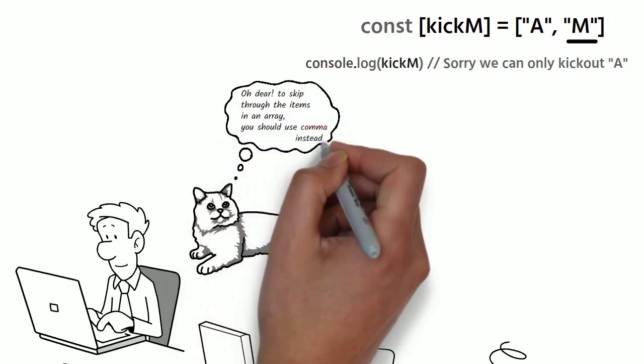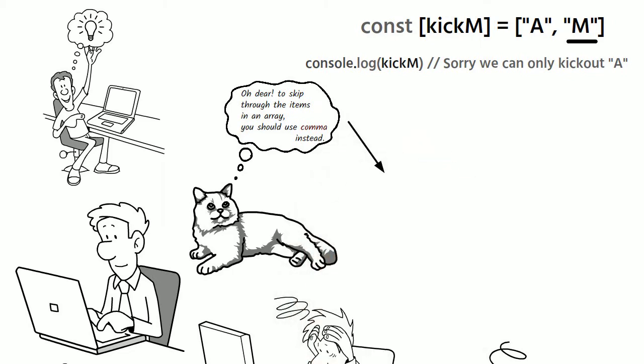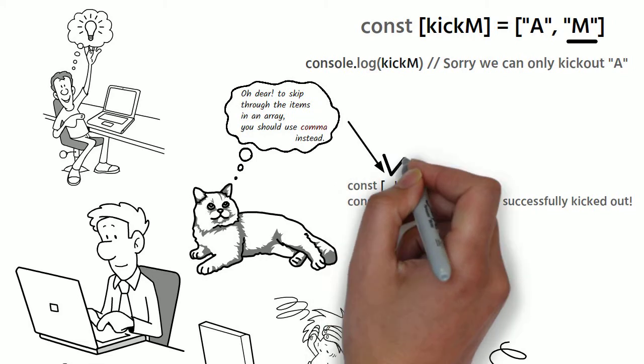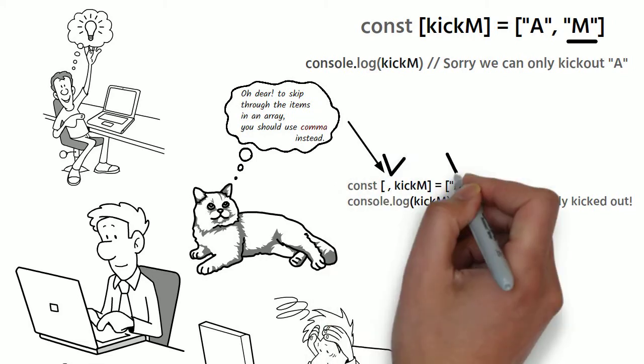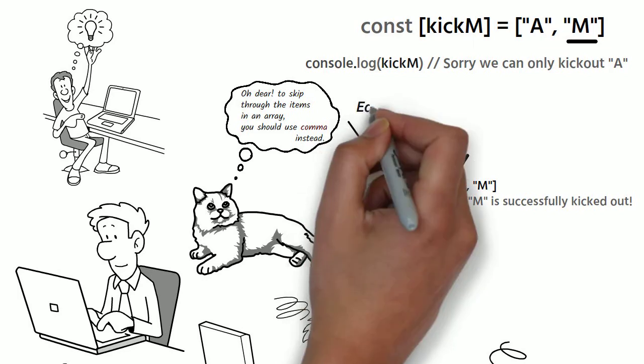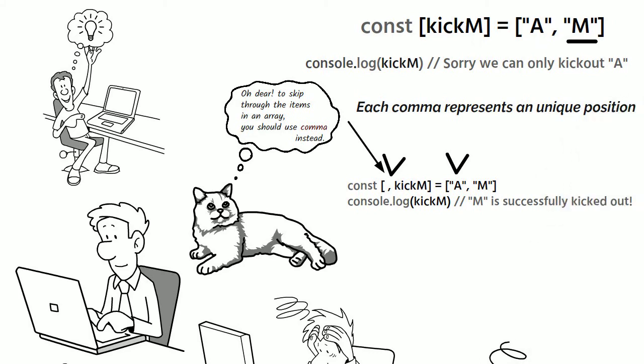You realize that your cat is telling you, "Oh dear, to skip through the items in an array, you should use a comma instead." Then your mind automatically starts telling you: the fact here is that by putting a comma before the variable, you pass one step forward in this array of items, in this case A, and assign the kickM variable for this M key.